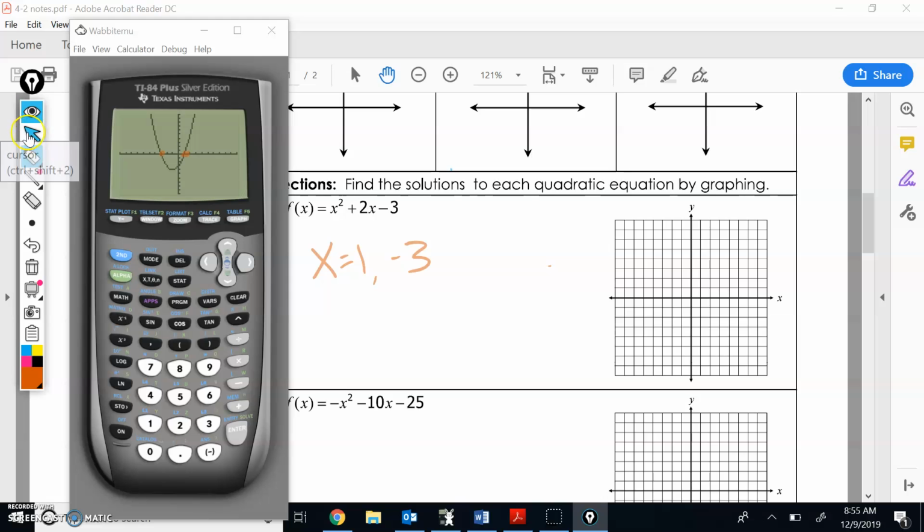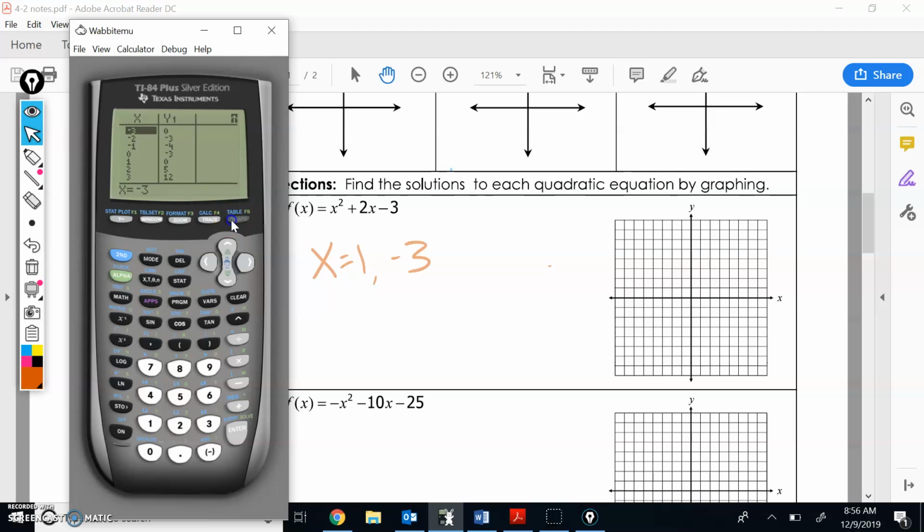I can confirm that by going second graph to the table. Let me erase these two dots. And on the table, I can see going up or down that, in fact, my x-intercepts are -3, 0, and 1, 0. Don't get it confused with 0, -3. That's the y-intercept. Again, we're only looking for the x-intercepts, aka solutions, aka roots. So it is 1, 0, and -3, 0.